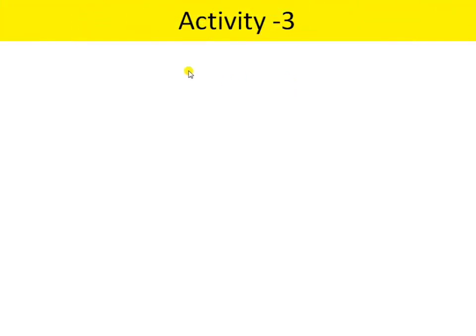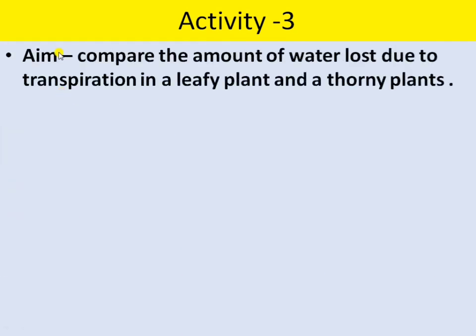Next is activity number 3. The aim of this activity is to compare the amount of water lost due to transpiration in a leafy plant and in a thorny plant. In this activity we are going to take the tulsi plant as the leafy plant, and the thorny plant we are taking here is the cactus plant.